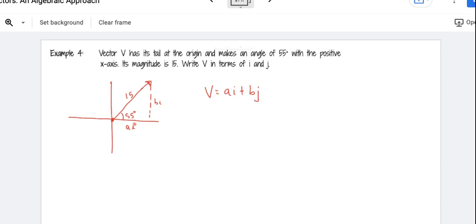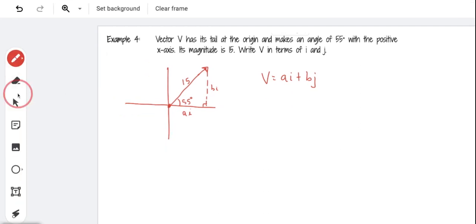But I need to know A and B, and I can specifically find A and B for this particular example because I've got the hypotenuse of this right triangle and I've got this angle, and so I can use a little bit of trig to find out what A and B are, to find those values. So let me do a little trig here.